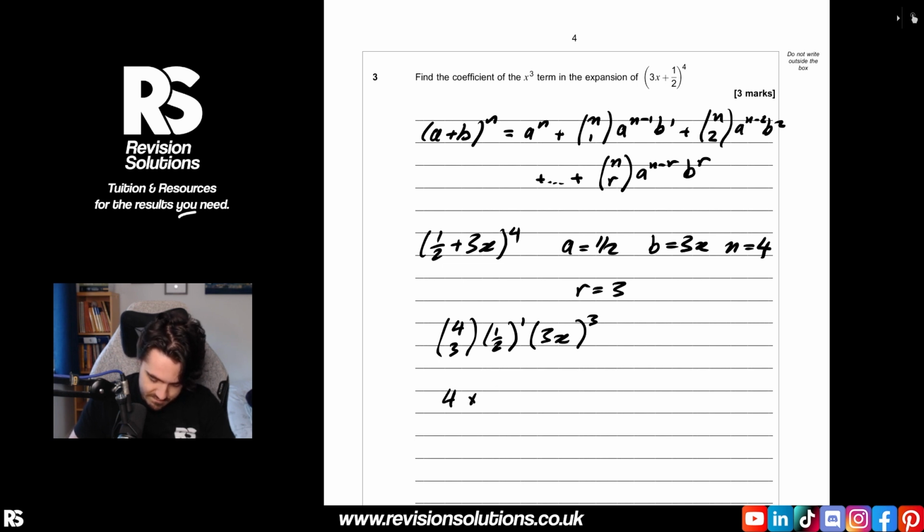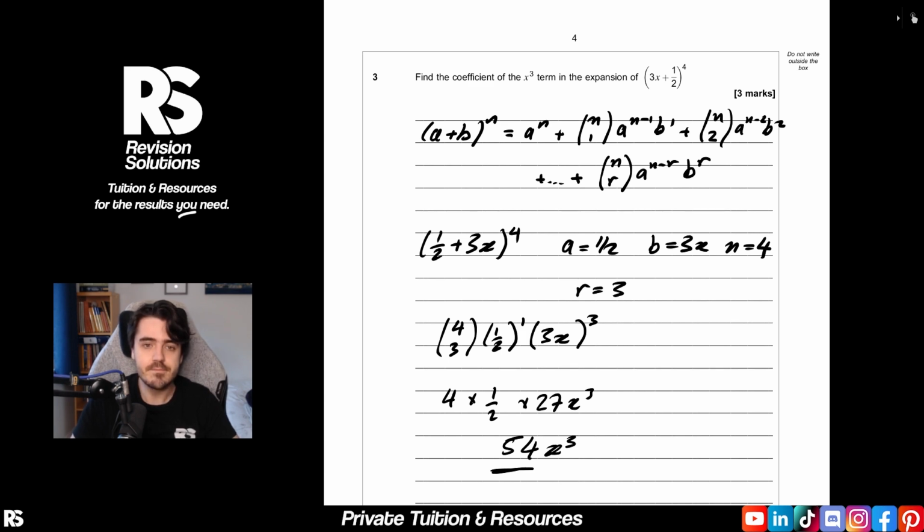Then it's times a half. And you have to remember to cube that whole thing. So 3 cubed and the x all cubed. So 3 cubed is 27. And then x all cubed is just x cubed. So we have 4 times a half times 27x cubed. Well, 4 times a half is 2. 2 times 27 is 54. So the answer for our term would be 54x cubed. So the coefficient would just be 54.